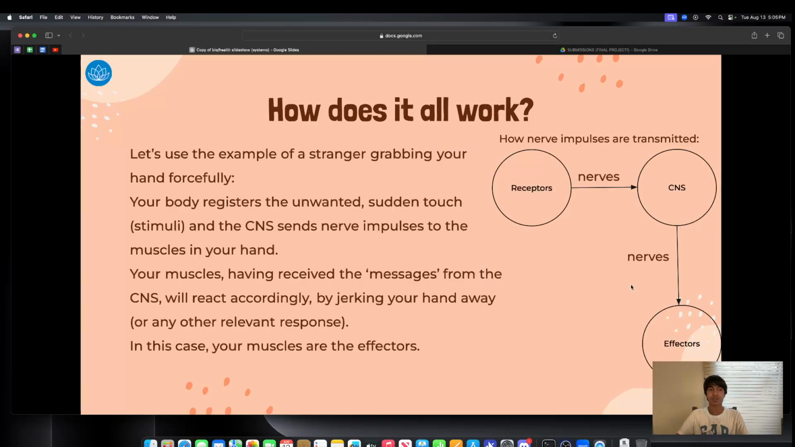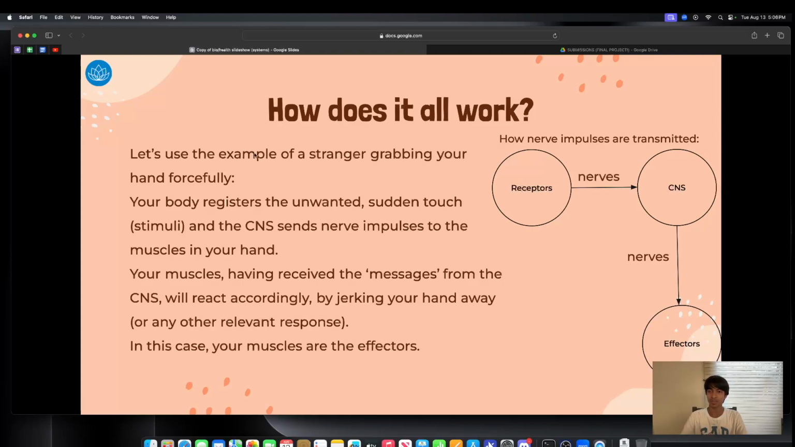And how does it all work? Let's use the example of a stranger grabbing your hand forcefully. Your body registers the unwanted sudden touch stimuli, and the CNS sends a nerve impulse to the muscles in your hand. Your muscles, having received the messages from the CNS, will react accordingly by jerking your hand away or any other relevant response. In this case, your muscles are the effectors.